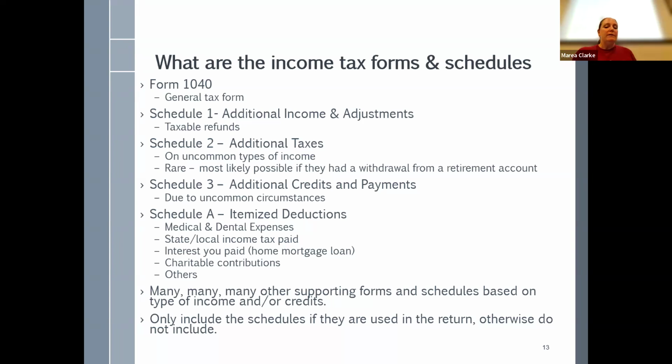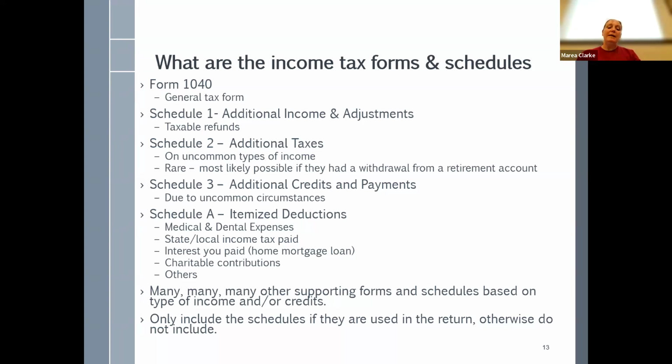Schedule A is itemized deductions. Remember I said standard deduction is a set amount, but if you spend more on these other things, then you can take those instead. Those things are medical and dental expenses, state and local income taxes paid, interest you paid on a home mortgage loan, charitable contributions, and some others. And all of these have some limitations on how much you can deduct. And it does get a little bit more complicated, but again, 4012 has a lot of that information.